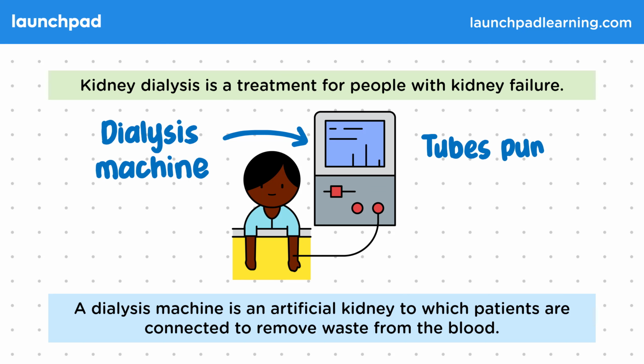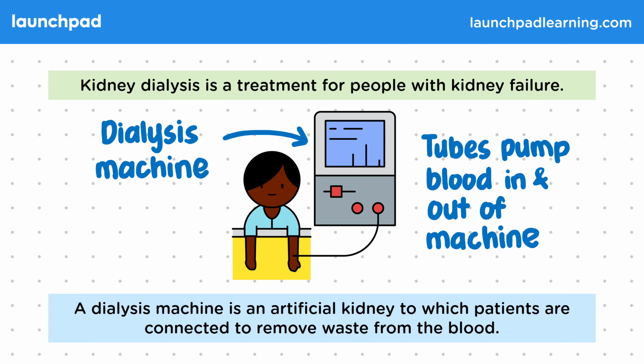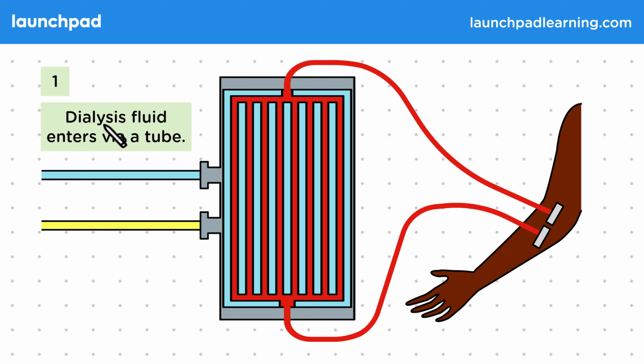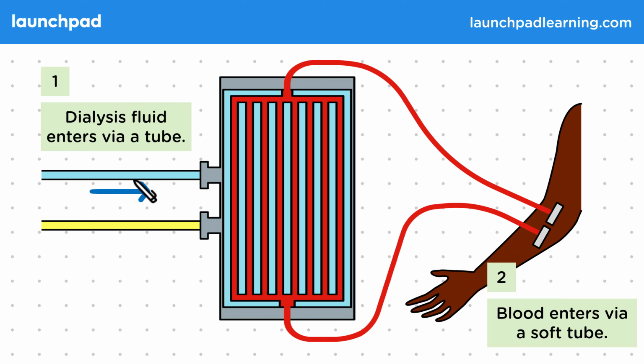The patient gets connected to the machine and then tubes pump blood in and out of the machine. So how does a dialysis machine imitate the functioning of a kidney? This diagram shows a dialysis machine in use, with these tubes connected to the patient. First, dialysis fluid enters via a tube. That's shown by this top tube just here in blue.